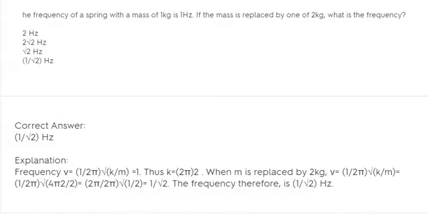The frequency of a spring with a mass of 1 kg is 1 Hz. If the mass is replaced by one of 2 kg, what is the frequency? 2 Hz, 2√2 Hz, 1/√2 Hz. Correct answer: 1/√2 Hertz. Explanation. Frequency equals 1, thus K equals 4π². When the mass is replaced by 2 kg, the frequency is 1/√2. The frequency therefore is 1/√2 Hertz.